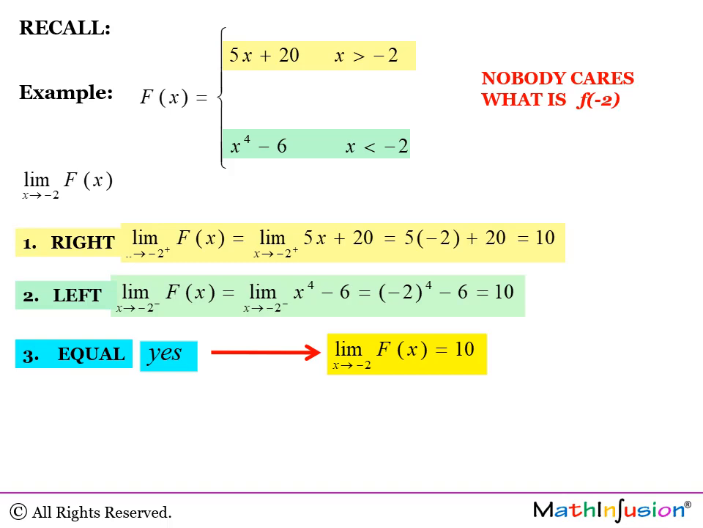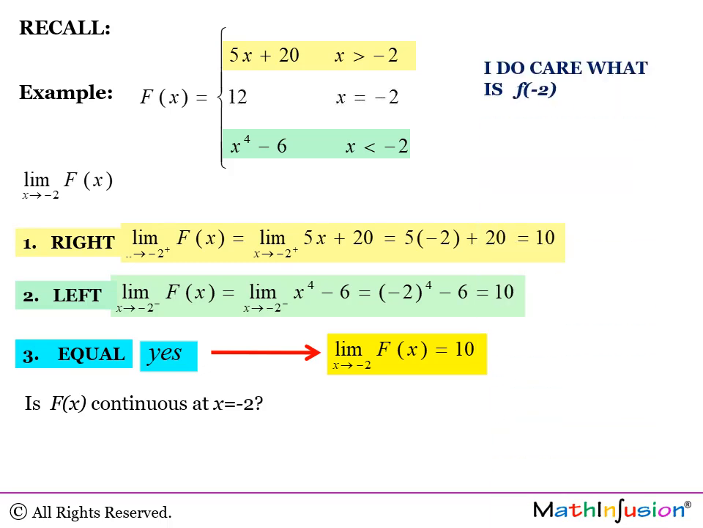But now I'm going to ask, is the function continuous at x equals -2? Now I really care about this one, because 1, 2, 3 is about limits, but continuity is also asking, do I have what I'm expecting to have? All of 1, 2, 3 was preparing me for the expectation that f of -2 is 10. And when I look at this function, f of -2 is 12. I really care what f of -2 is. This is the big difference between limit and continuity.